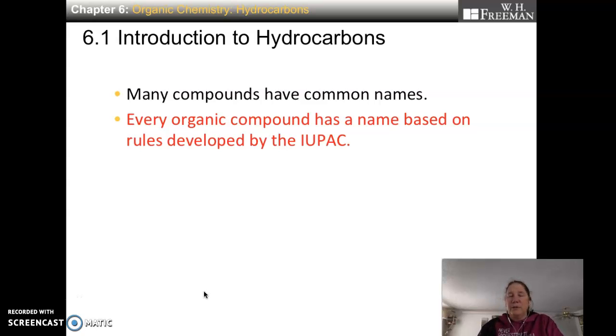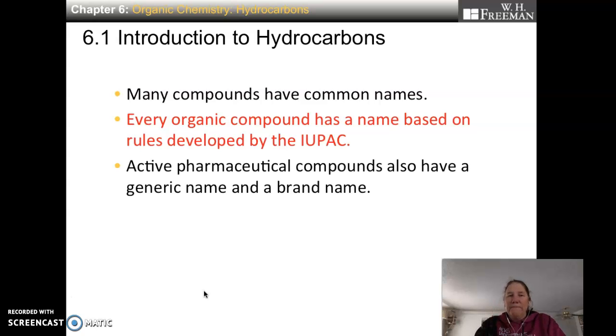We'll go through the simpler part of it, but I'll show you how to determine the name of every organic compound. We can do the branched ones, we can do the ones with substituent groups, we can do it all. And it's not that hard, we just need to do it slowly, and then I think you'll get them all. But when a pharmaceutical company makes up an organic compound, a drug, they get to name it. So they usually have a generic name and then there's a brand name.